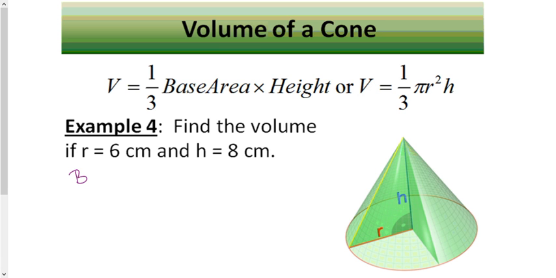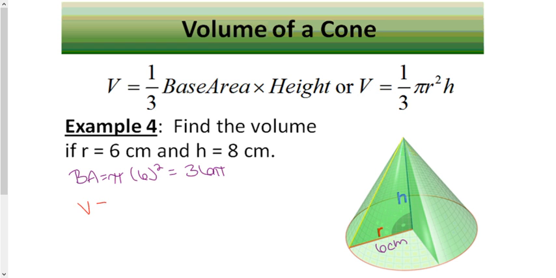So my base area. Well, my base is a circle, so my base area is just pi r squared. My radius, we are told, is 6 centimeters. So we have pi times 6 squared. So my base area is 36 pi. Since I have pi in the equation and it doesn't tell me to round, I want to leave pi alone. I want that in my answer.